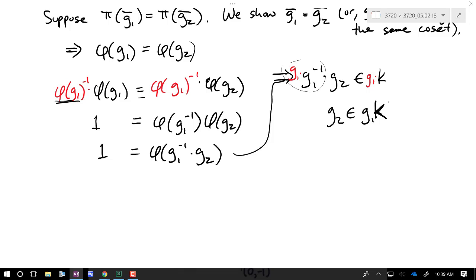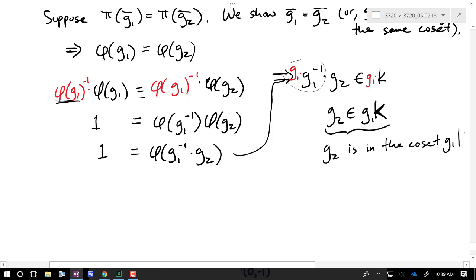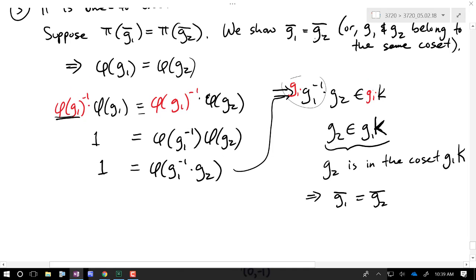Another way of writing this, well, let me write that in English first. So G2 is in the coset G1 times K. And now we've mostly been using the bar notation. So what that means is that they're in the same coset, that G1 bar must be equal to G2 bar. And that's what we wanted to show up here. Mission accomplished. And this means that pi is injective, or 1-to-1.